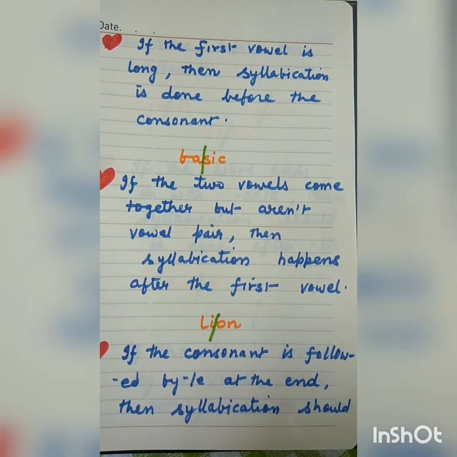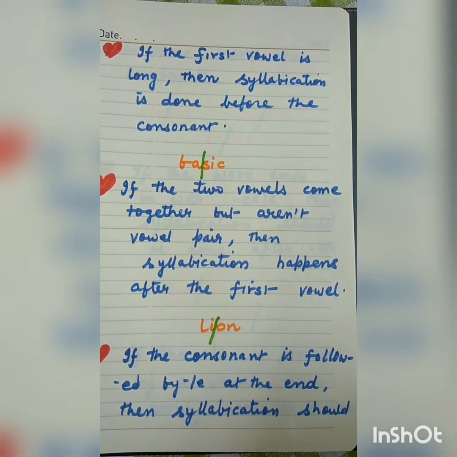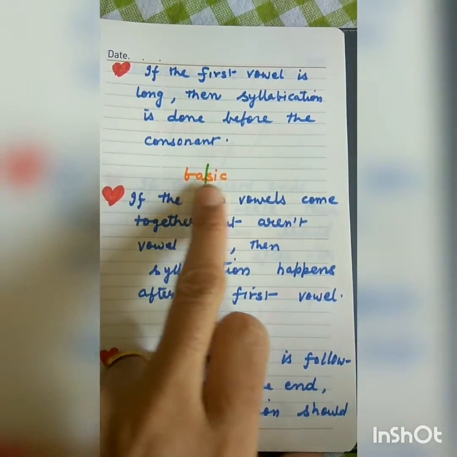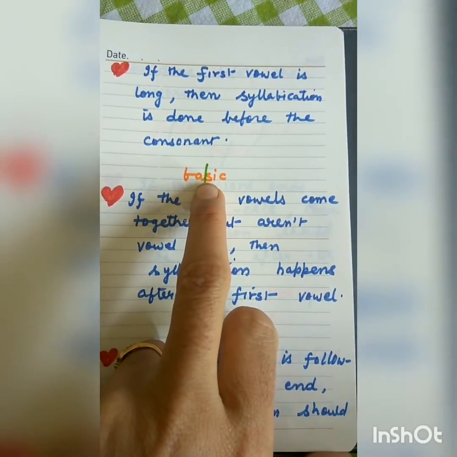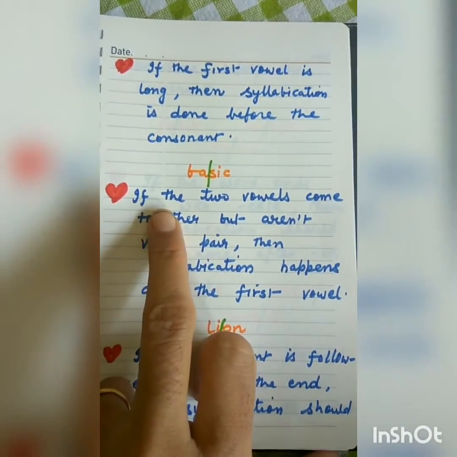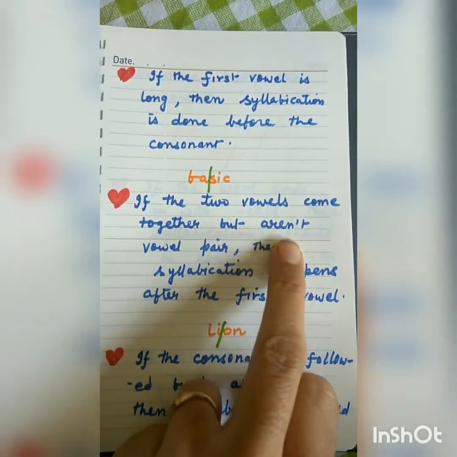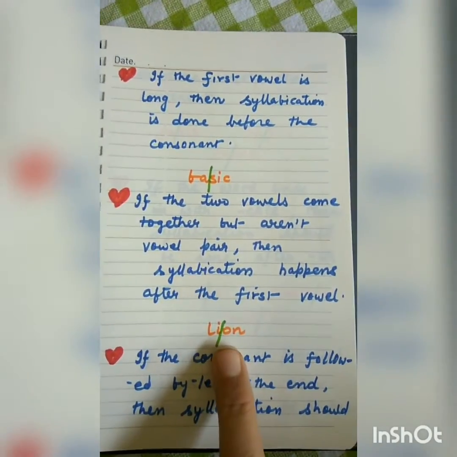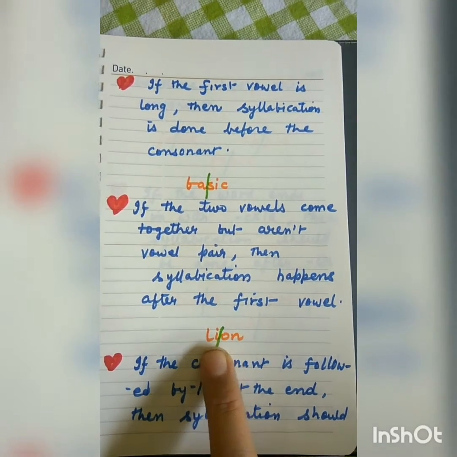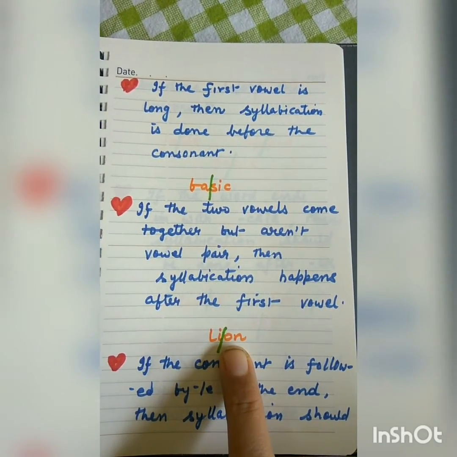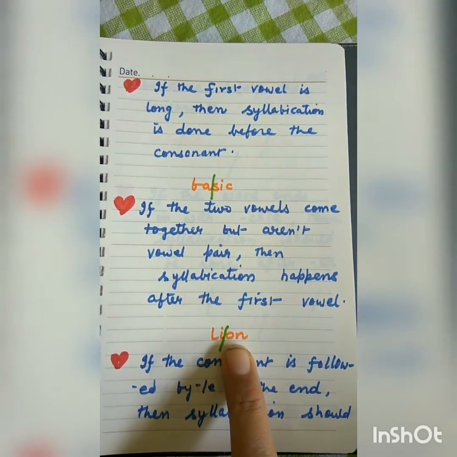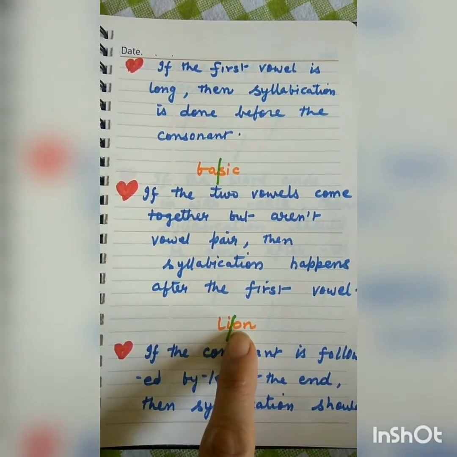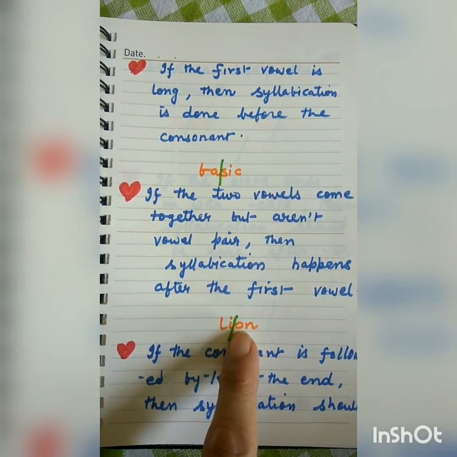If the first vowel is long, then syllabication is done before the consonant. So this is basic, so it is happening before the consonant. If two vowels come together but aren't a vowel pair, then syllabication happens after the first vowel. Like the example lion. Two vowels are coming together but they are not forming a vowel pair, so in that example we are dividing after the first vowel.